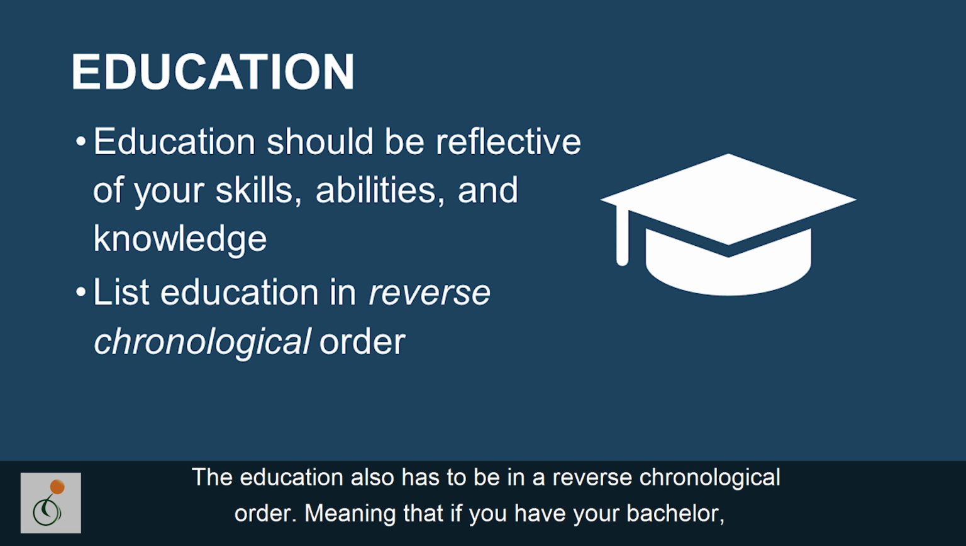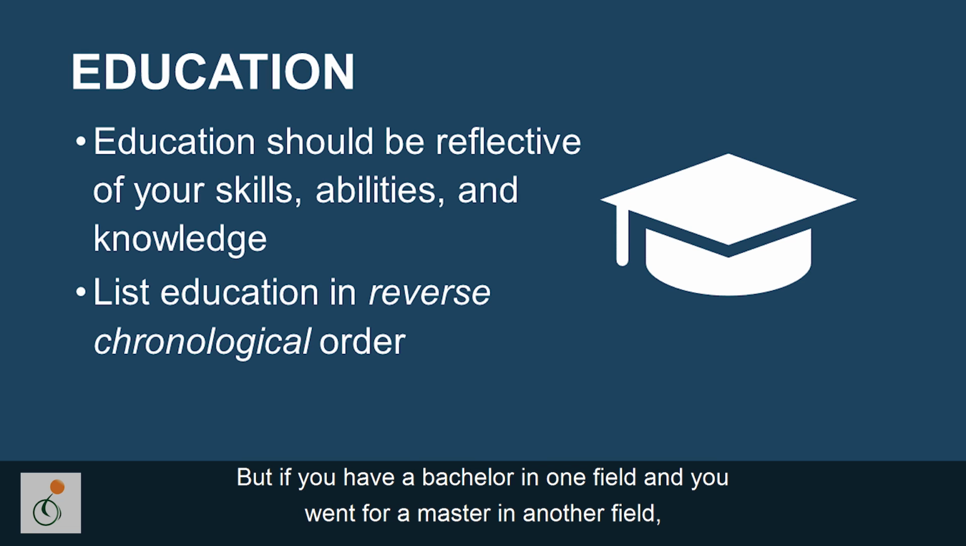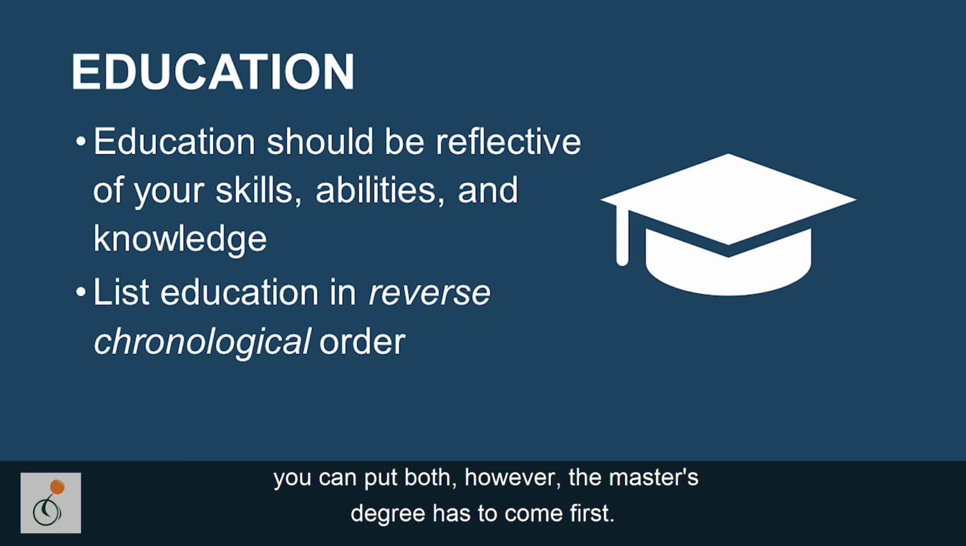The education also has to be in a reverse chronological order, meaning that if you have your bachelor, you put your bachelor, and then you don't need to put your high school diploma if you have a bachelor. But if you have a bachelor in one field and you went for a master in another field, you can put both. However, the master's degree has to come first.